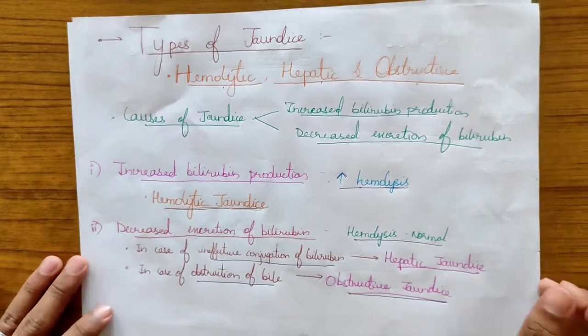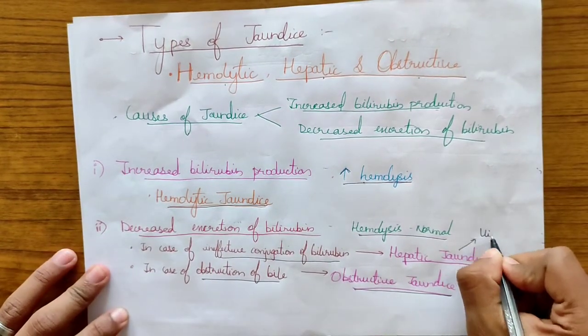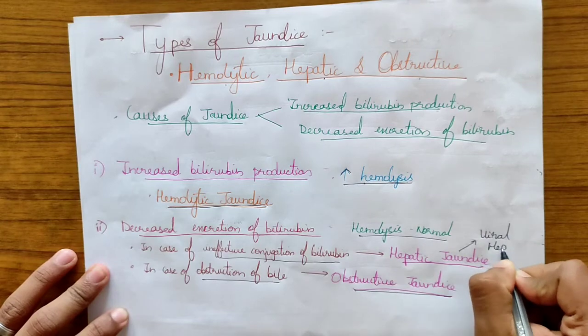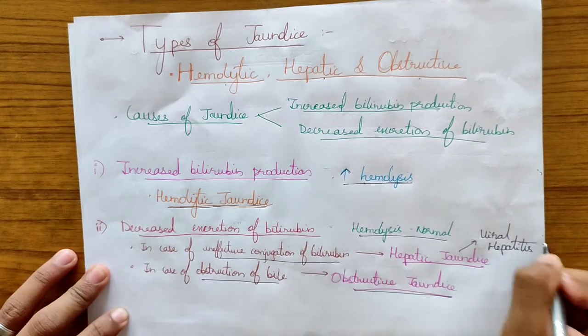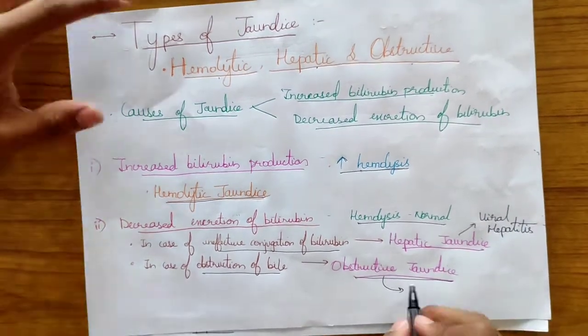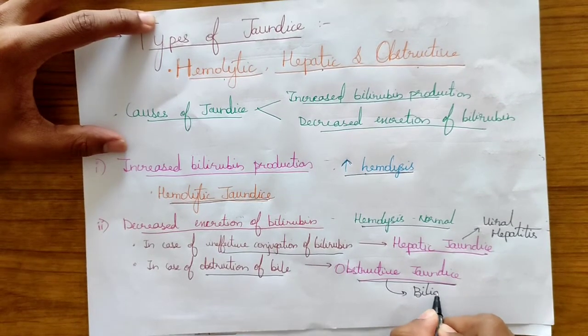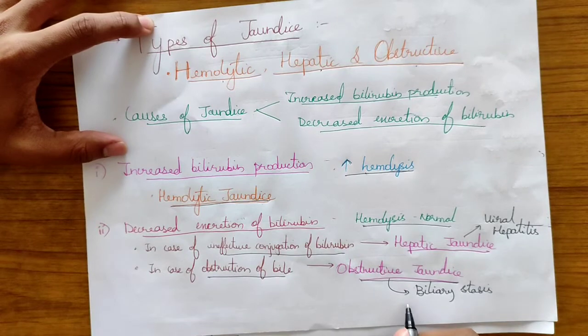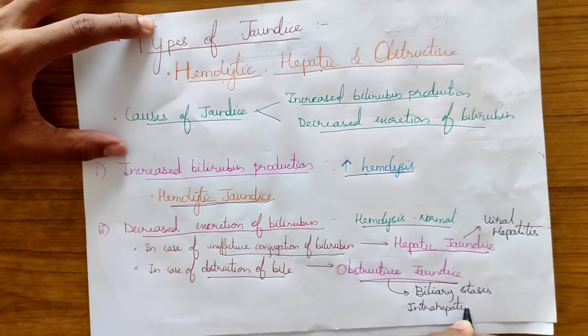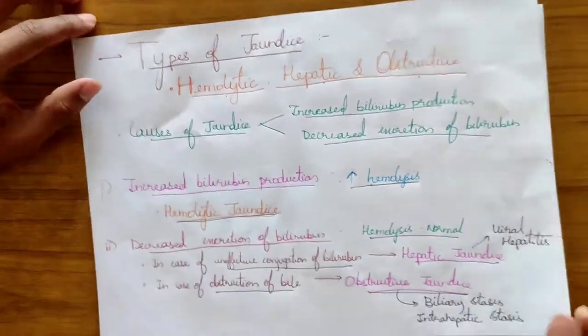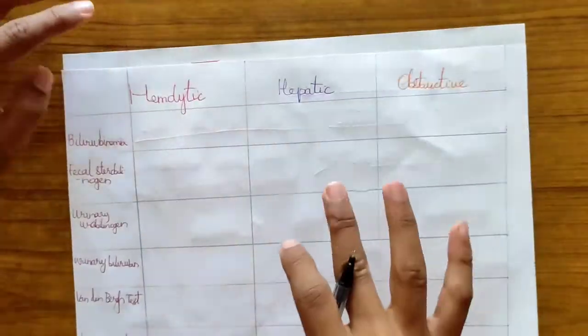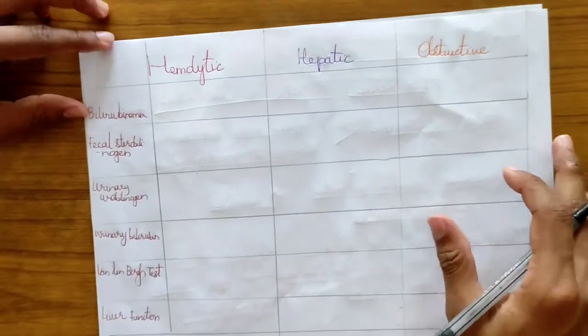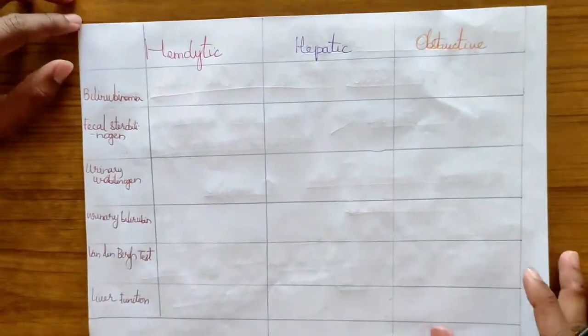jaundice. This hepatic jaundice is seen in viral hepatitis, whereas this obstructive jaundice is seen in biliary stasis. Biliary stasis means nothing but the obstruction of the bile duct, or the intrahepatic stasis, that is the obstruction within the hepatic cells. So let's differentiate these 3 types of jaundice and know about their features in more detail.